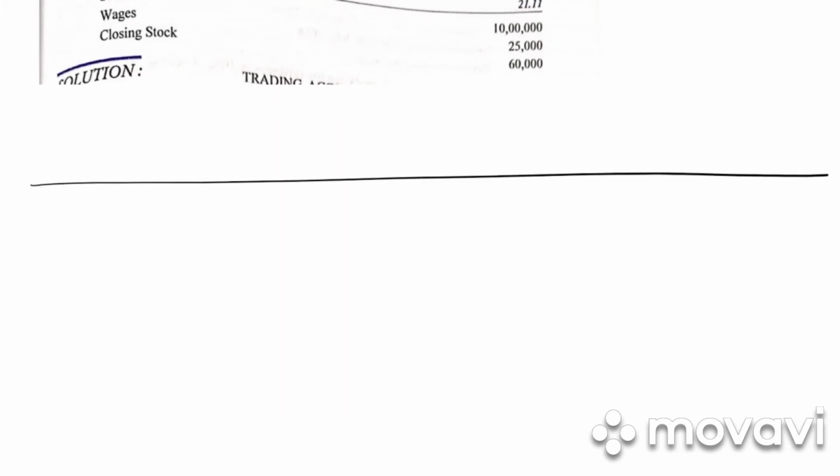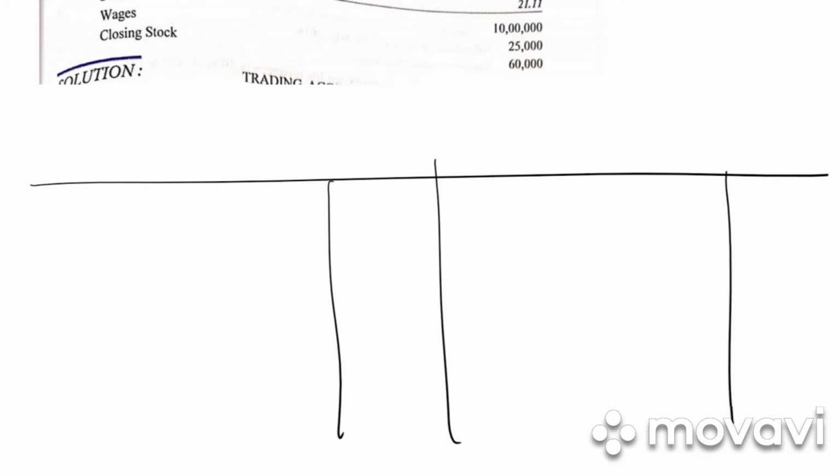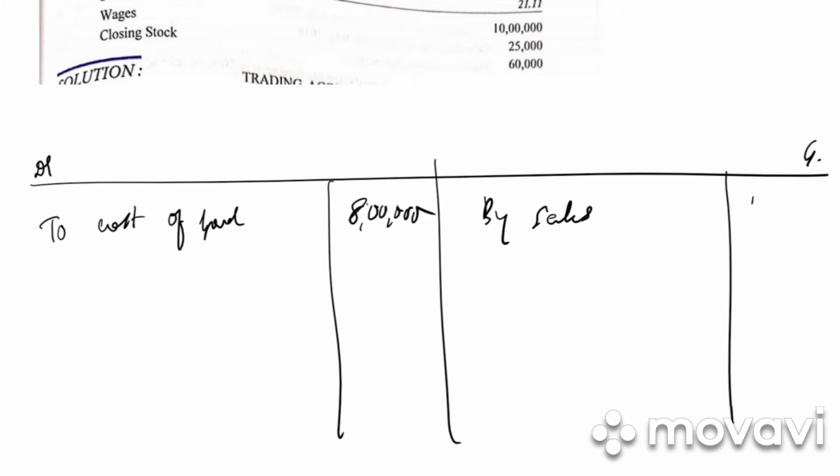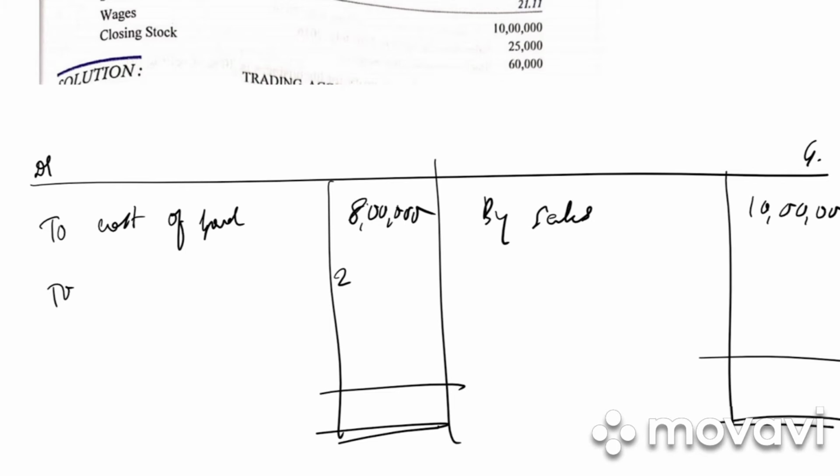Next, take down illustration 6. From the following information, prepare a trading account for the year ended 31/3. Cost of goods sold is given, sales, wages, closing stock. So we need to prepare a trading account for the year ending 31st March 2017. So they have directly given us to cost of goods sold, how much? 8 lakh. Then we have by sales 10 lakh. So what will be the gross profit? 10 lakh minus 8 lakh, that is 2 lakh. To gross profit carried down.